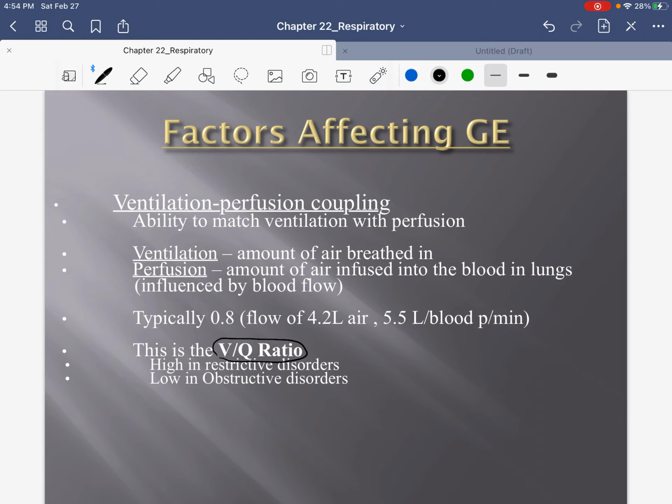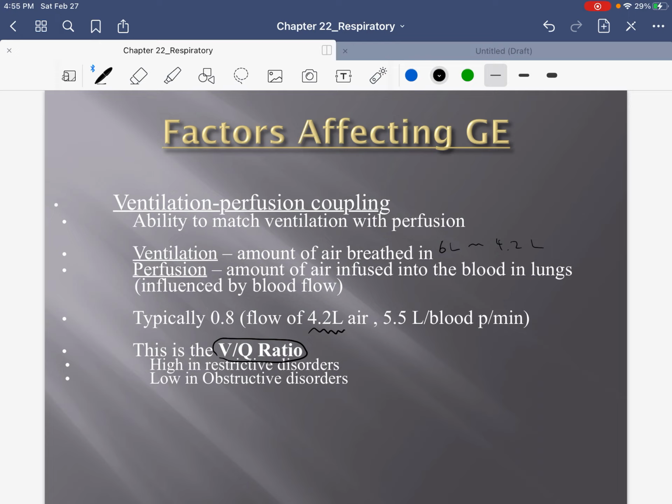This means that we need to be able to match our ventilation with our perfusion. Ventilation we've already talked about. Ventilation is the amount of air that we breathe in. And if I can remind you, even though you don't have to know the numbers, we said that the minute ventilation was about 6 liters, but only about 4.2 of those liters made it to the alveoli. So that's why we're seeing down here that our ventilation is about 4.2 liters. So we have about 4.2 liters of air reaching the alveolar membrane.